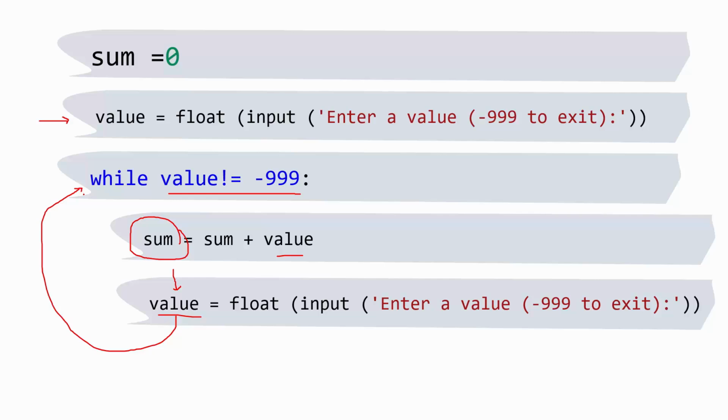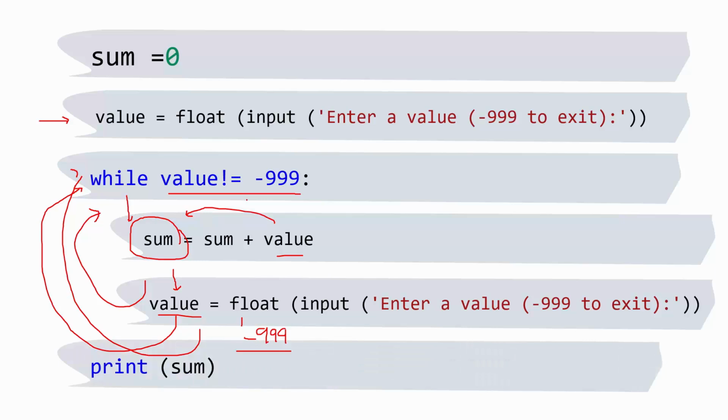Is it minus 999? No. So you go inside the loop again. You add it to sum. And you keep doing this until, for example, at one moment you enter minus 999. We don't know if you're going to do this after 5 values or after 50 values or any number of values. That's why we don't know how many iterations, but this loop works. The moment you enter minus 999, the value is taken back to this line here. The loop continuation condition becomes false, and you go to the step right after the loop, which is print sum.